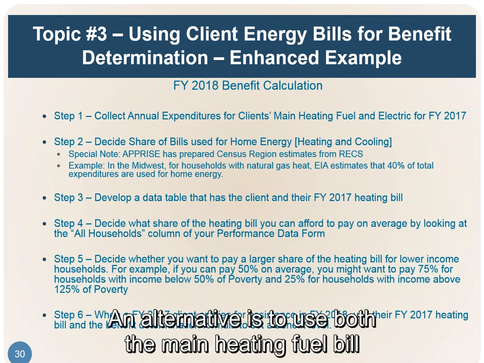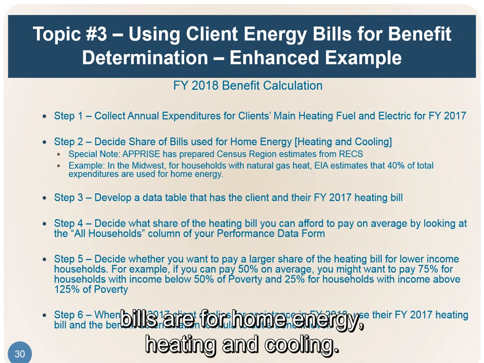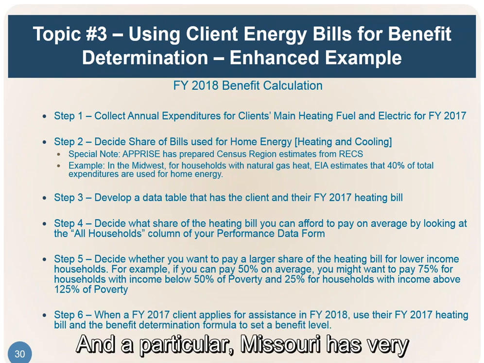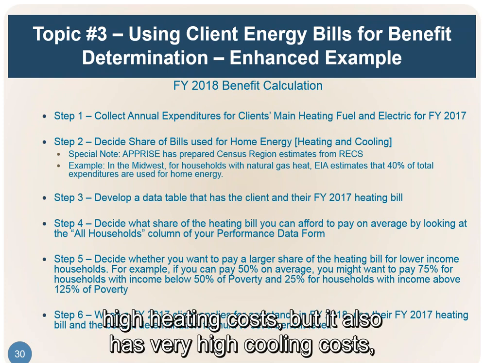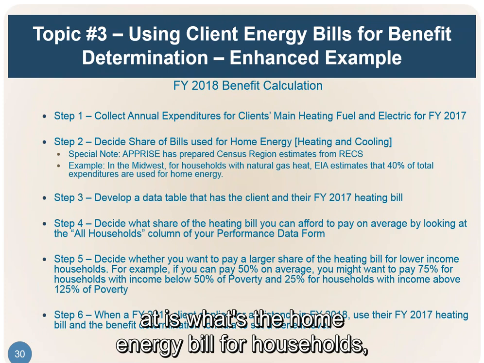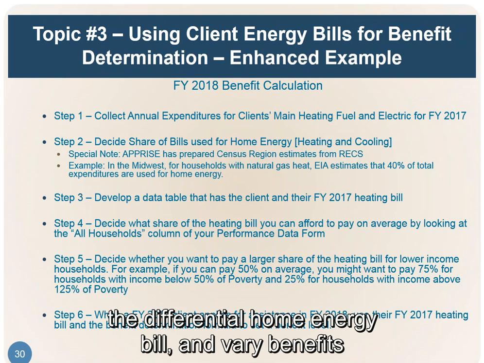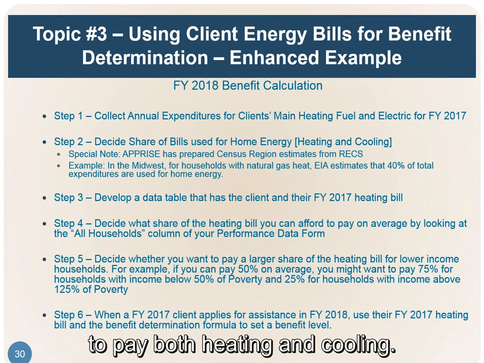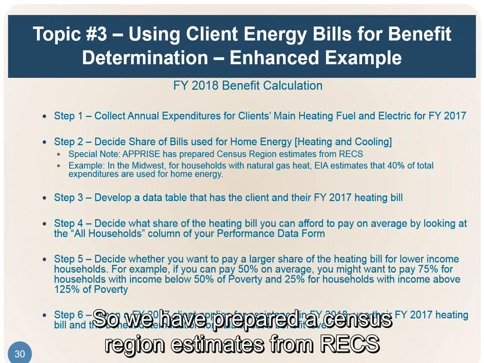An alternative is to use both the main heating fuel bill and the electric bill and to decide what share of those bills are for home energy, heating and cooling. And in particular, Missouri has very high heating costs, but it also has very high cooling costs. And so one thing that they might consider is looking at what's the home energy bill for the household. And they might think about trying to understand the differential home energy bill and vary benefits to pay both heating and cooling. So we have prepared census region estimates from RECS.